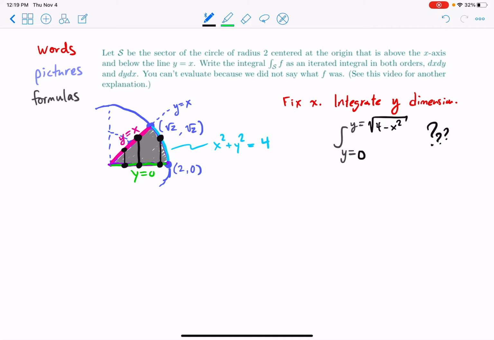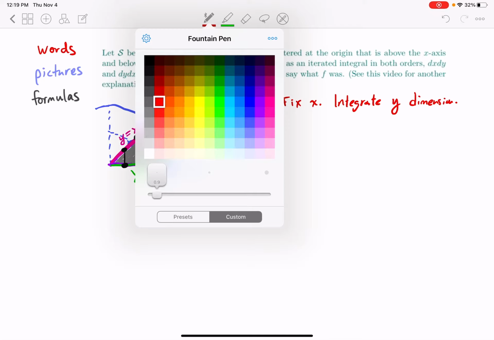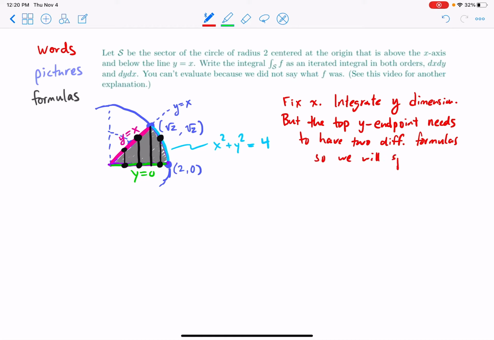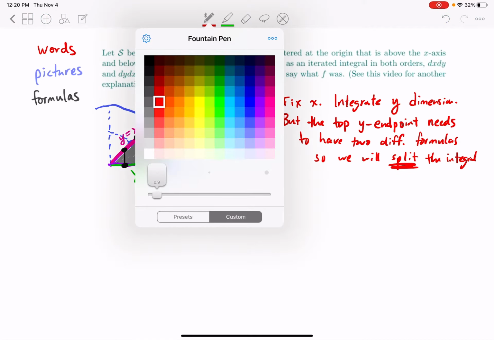Well, then I realized that I could actually split my integral into two integrals. Let me first do that, and I'll say it in words. The top y endpoint needs to have two different formulas. So we will split the integral. And what do I mean? Now I'll go to formulas.